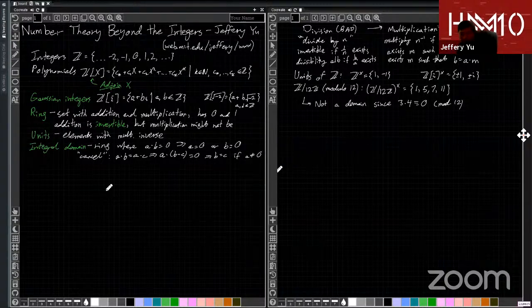Someone asks, 1 is always a unit, right? Yes, that is correct. 1 is always a unit because it's its own inverse. One of the properties of a ring is that 1 is by definition the multiplicative identity. So 1 times anything is itself.